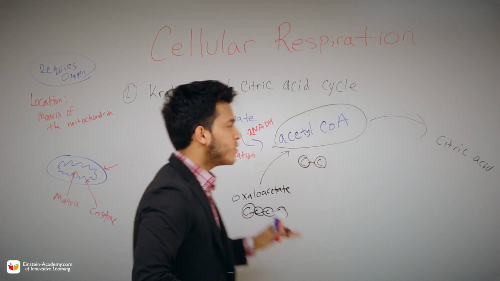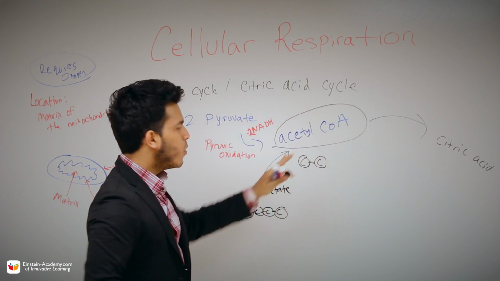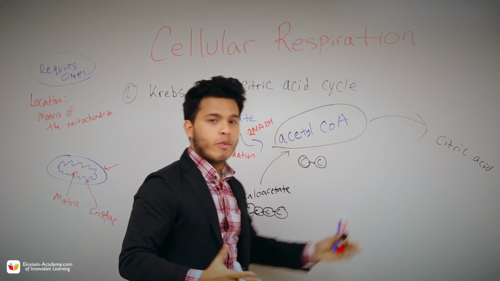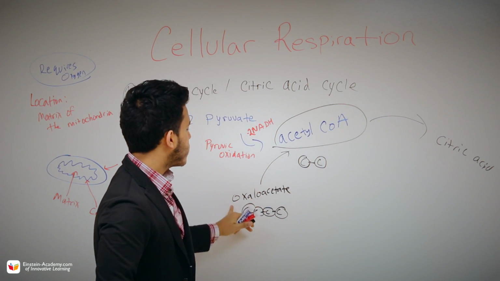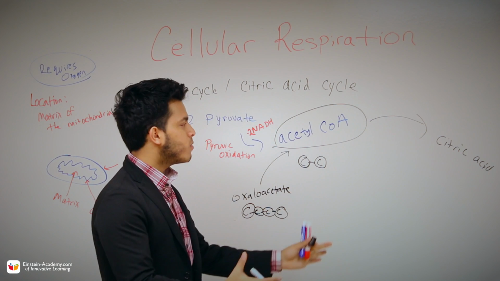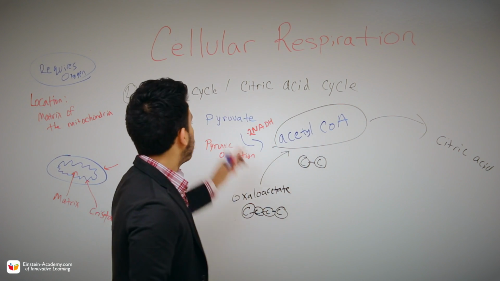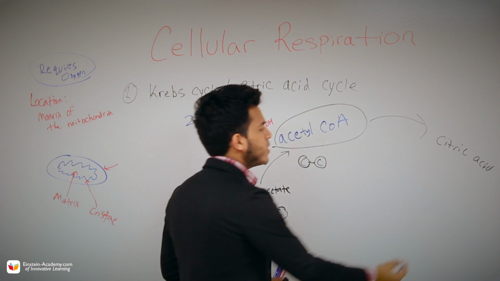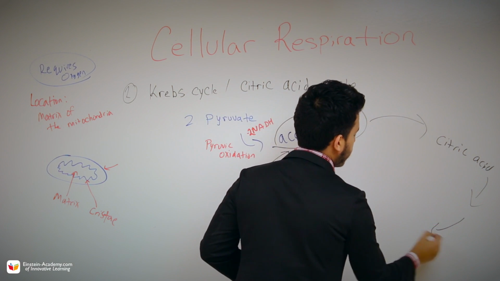Once again, the Krebs cycle is also referred to as the citric acid cycle. We're essentially trying to make citric acid, and we have made citric acid. We combine oxaloacetate and acetyl-CoA to form citric acid. What you might not know yet is that this is a cycle, so obviously there are other things over here.